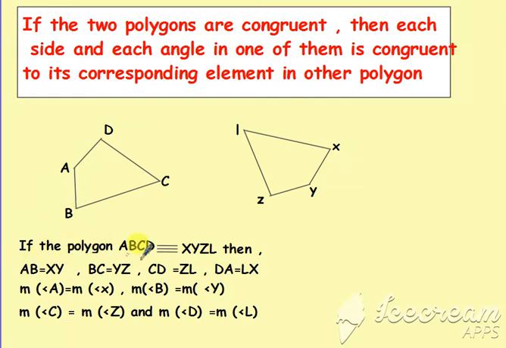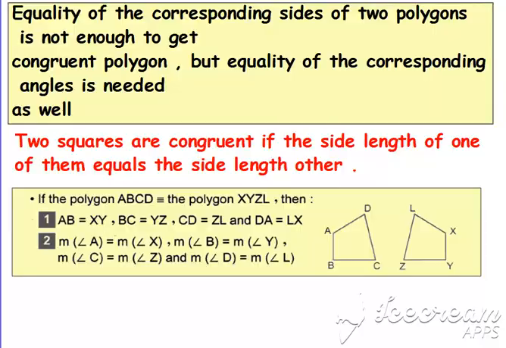As we said, these are two polygons ABCD and XYZL. So AB equals XY and BC equals YZ and CD equals ZL and LX equals DA, and measure of angle A equals measure of angle X, measure of angle B equals measure of angle Y, and measure of angle C equals measure of angle Z, and measure of angle D equals measure of angle L. So these two polygons are congruent.